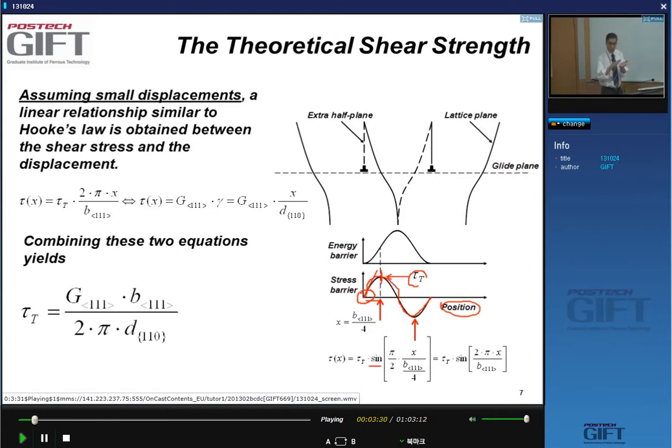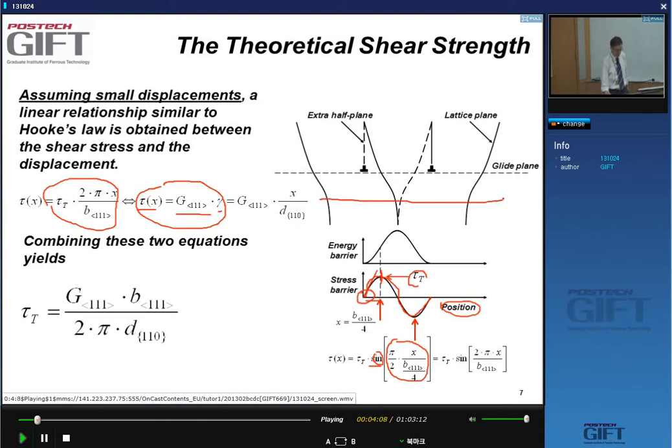Good. And so what I'll do now is I'll assume that the displacements we have are not very large, and that we can replace this sine function simply by this function, pi over 2 times x over b over 4. And that's this function here. And we'll set this equal to Hooke's law for shear. So the shear stress is the shear modulus times the shear. And the shear in this case is, of course, if this is a slip plane and this is the next slip plane, then the shear is this angle here. That's the shear, and so that is equal to x, the distance, divided by d, the interplanar spacing.